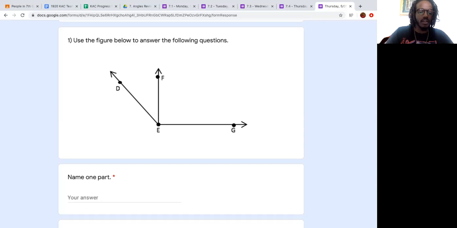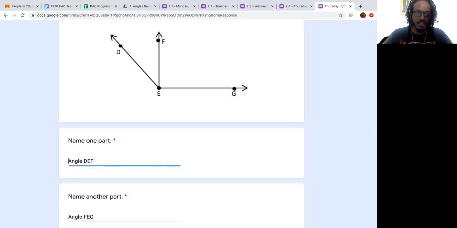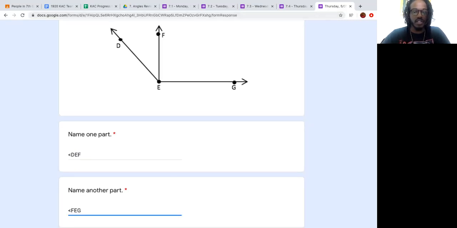Another part that we can name is angle FEG, which is the same as angle GEF. So I'm going to put FEG. If you know the angle symbol, then you could do that as well, but not necessary. You could have angle DEF and angle FEG. Now, what these two angles, DEF and FEG, make up is one large angle called angle DEG. This would be the entire angle, angle DEG. That is what encapsulates both of those pieces of the angle put together.